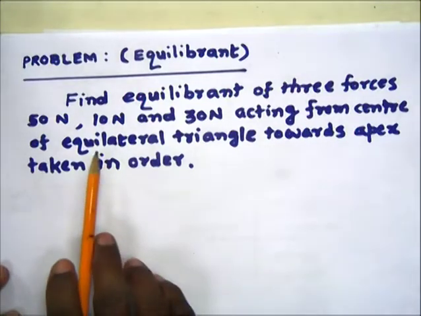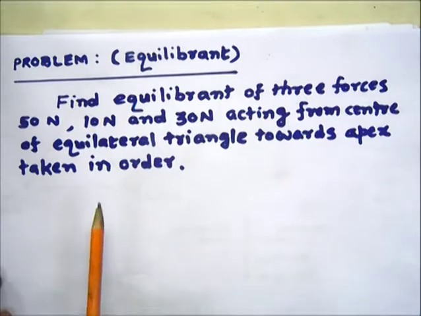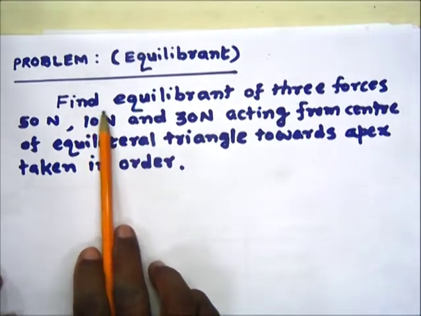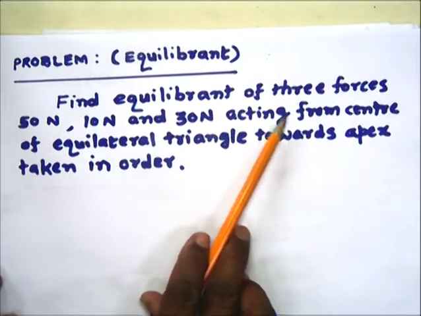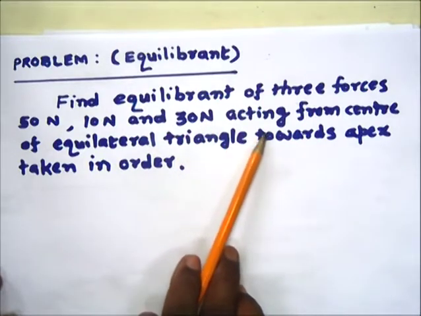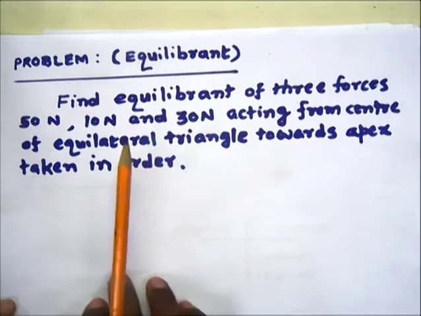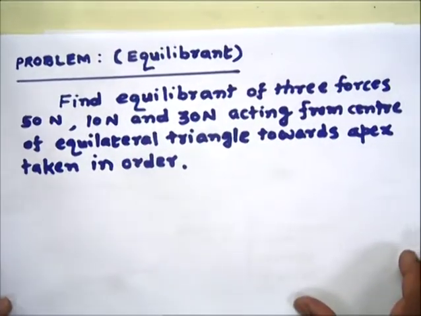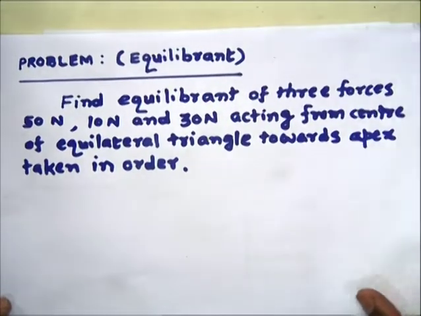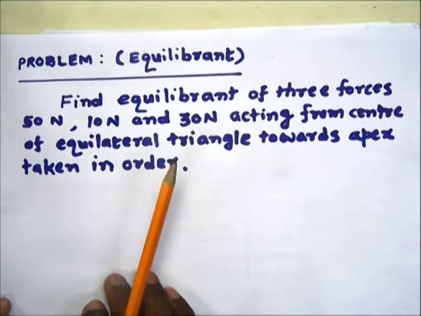So see, you are given a problem like this. Related to equilibrant, say you are asked to find the equilibrant of three forces, 50 Newton, 10 Newton and 30 Newton, acting from the center of an equilateral triangle towards the apex, taken in order. To solve this, first of all you will have to prepare a figure, then you can proceed.